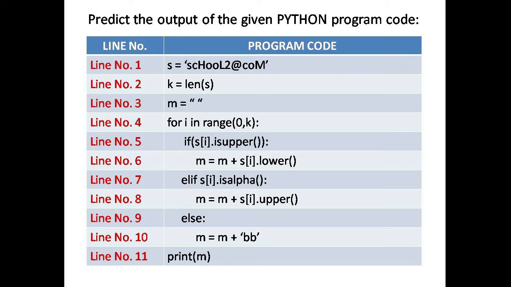You can see this program. I have given the line numbers also for your convenience. Here is a string, SCHOOL2@com. You can see some letters are given in capitals, that is uppercase, and some letters are given in lowercase, and there is a number and a special character in this string. So let's see how we are going to predict the output of this program.